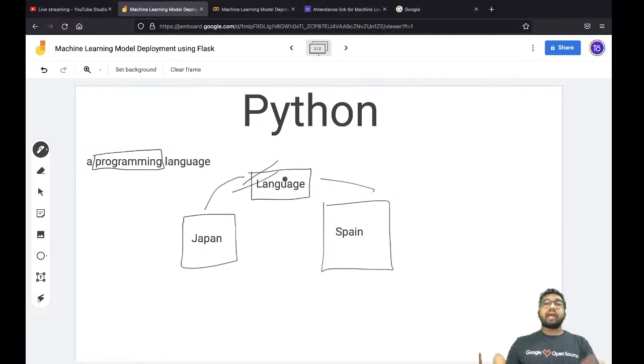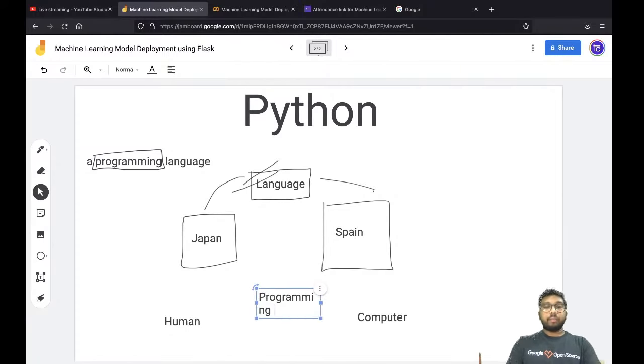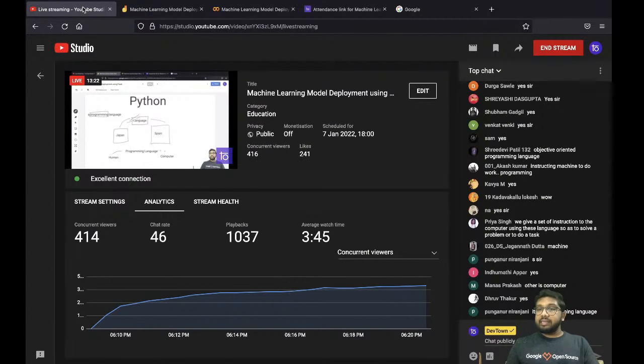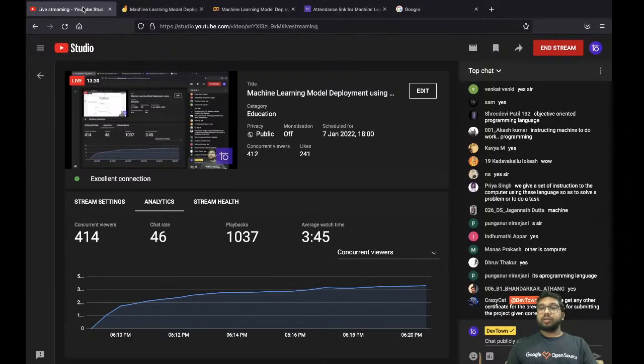Similarly, in the computer field, in the IT field, or in this entire computer world, we have two parties. One is a human and the other is a computer. Now, if you want to interact with a computer, then definitely you have to know some language. If a computer wants to communicate with a human, you need to have a language, and that language is known as a programming language. With the help of this programming language, a human can communicate with a machine, and vice versa, a computer can communicate with a human. Till here it's clear? Yes or no? Give me a confirmation.